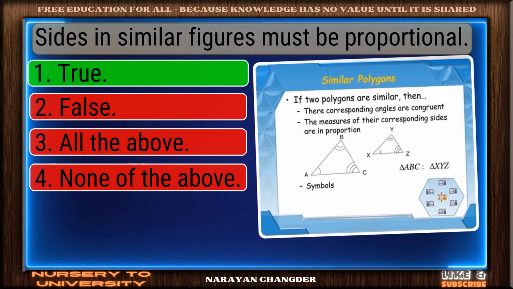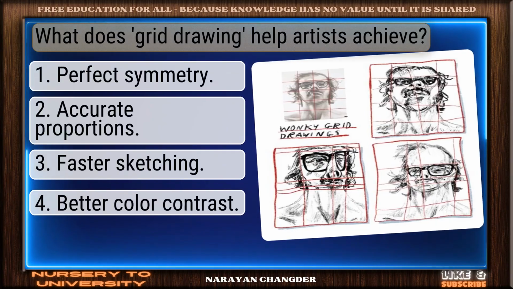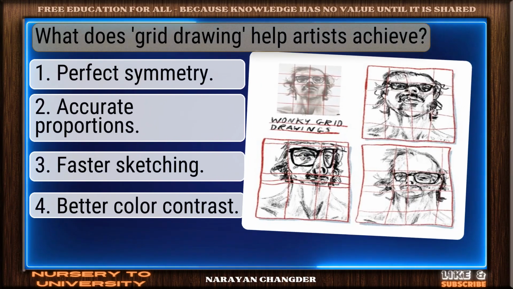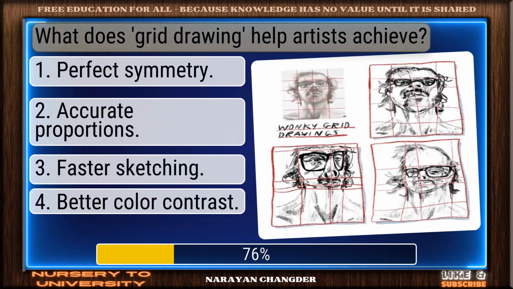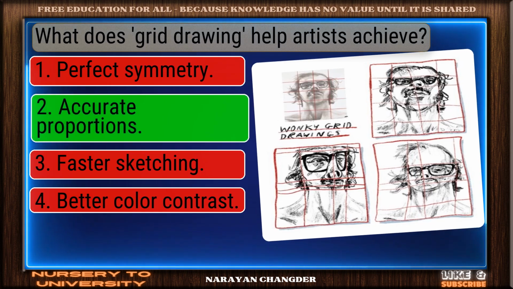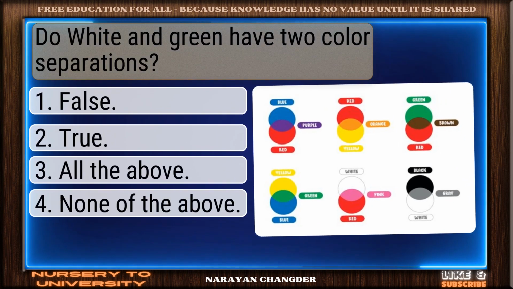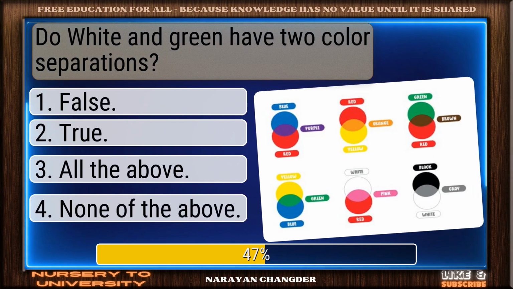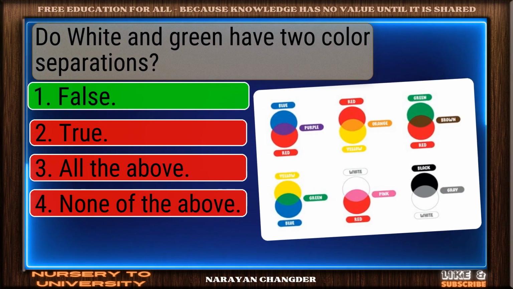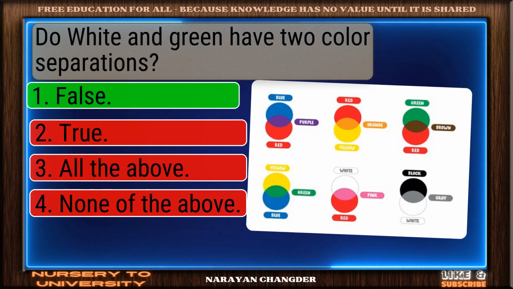Nicely done. True is solid. What does grid drawing help artists achieve? Valid point. Accurate proportions is true. Do white and green have 2 color separations? Excellent. False is well reasoned.